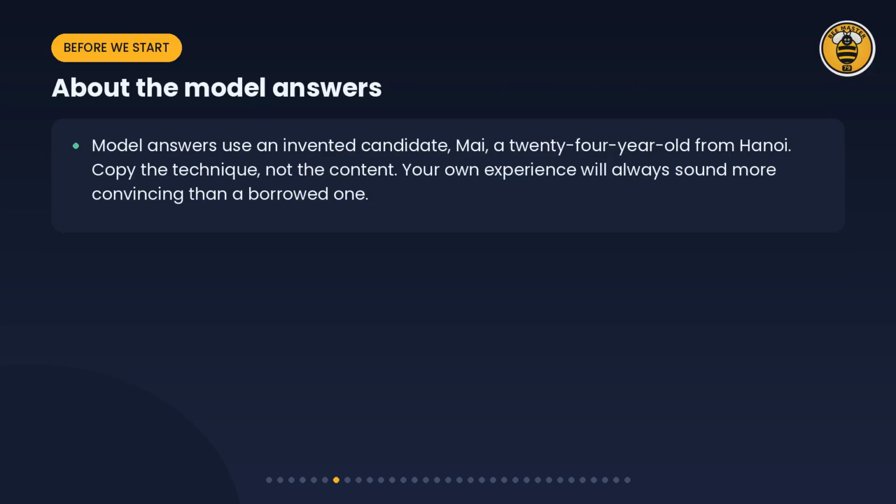One note before the model answers. They use an invented candidate, Mai, a 24-year-old from Hanoi. Copy the technique, not the content. Your own experience will always sound more convincing than a borrowed one.